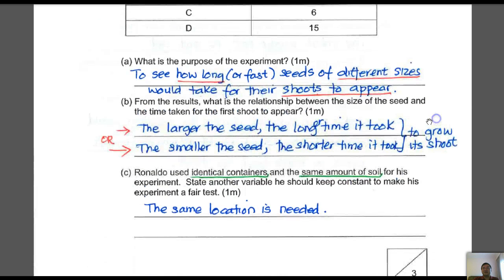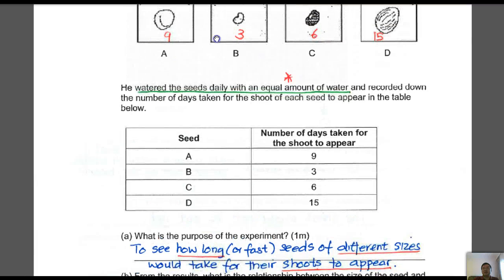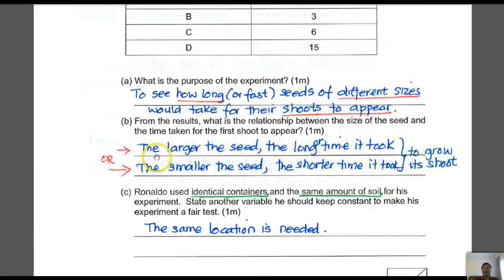Two, from the results as seen, these numbers, what is the relationship between the size and the time taken? As I've just mentioned, when you place this, you can actually see this happening over here. The larger the seed, the longer time it takes for the shoot to grow. Or similarly, the way you answer the other way around, the smaller the seed, the shorter it took for the shoot to grow. That is the relationship.